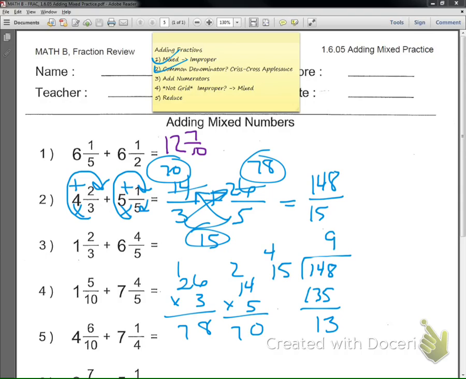Alright, so my remainder is 13, so it becomes the numerator of my fraction over the 15 that I divided by. I'm now at 9 and 13 over 15, and I need to see if the 13 over 15 can reduce. Let me erase so that I can give myself some room here.